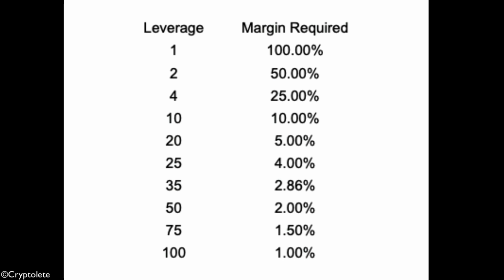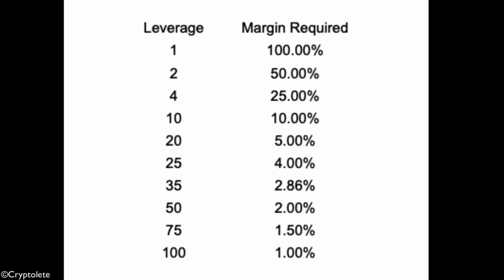So for example, if you have $1,000 in your account and you use 1x leverage, you need $1,000 in order to put the $1,000 trade on. And if you use 2x leverage, then the margin required is 50%, which means that if you use 2x leverage and you have $1,000 in your account, you can put up to $2,000, 2x, into a trade. However, if the trade goes against you 50%, then you will be liquidated. Your entire account will be liquidated.